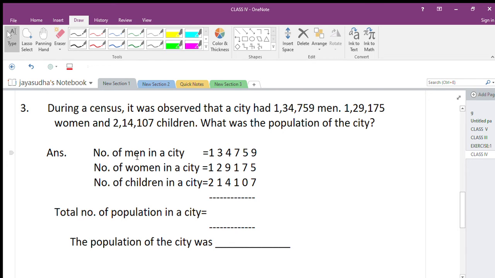Okay, listen children. Number of men in the city: 1,34,759. Number of women in the city: 1,29,175. Number of children in the city: 2,14,107. So now you want to find the total population of the city. So you want to add up these numbers. Okay, children.